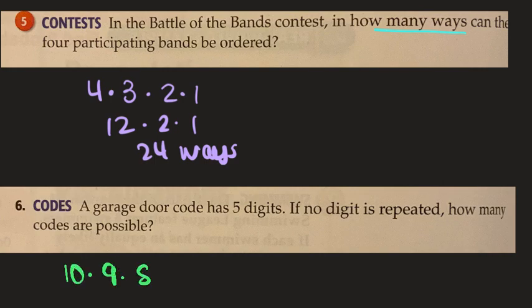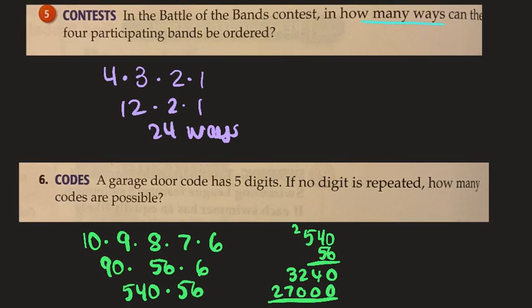Ten times 9 times 8 times 7 times 6. There's 10 options for the first digit. 0 through 9 makes 10. But if I can't repeat them, then there's only 9 options for my second possibility. There's only 8 options, 7 options, 6 options. Since there's 5 digits, I stop after the first 5. Final answer is 30,240 different ways. Or different codes, I guess I probably should say codes. There's that many different codes.